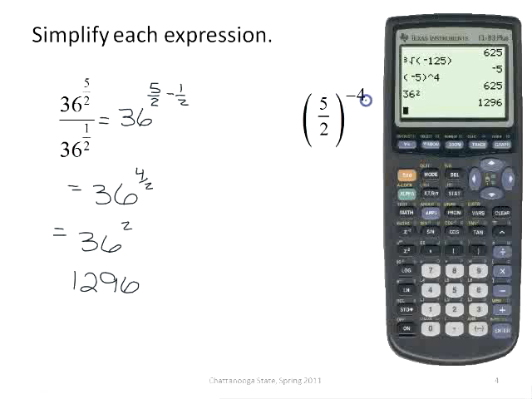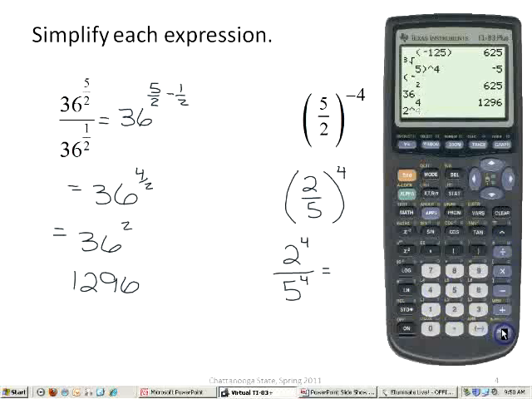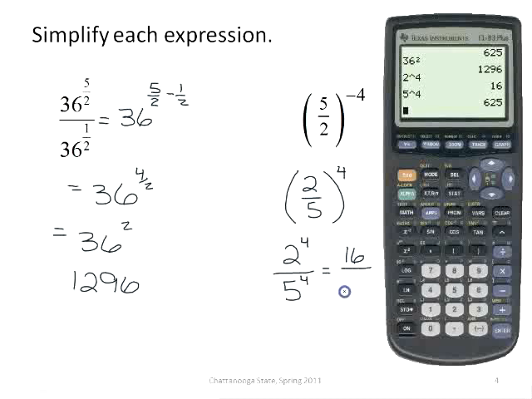This next expression is a fraction raised to a power. So it's not the fraction in our exponent here, it's just a fraction as our base. Because our exponent is negative, we can use the reciprocal of our base and change the sign of the exponent. So this is equivalent to 2/5 raised to the 4th power. Now we have to raise everything inside the parentheses to the 4th power. So that's going to be 2 to the 4th power over 5 to the 4th power. So 2 raised to the 4th power is 16, and 5 raised to the 4th power is 625. So this answer is 16 over 625.